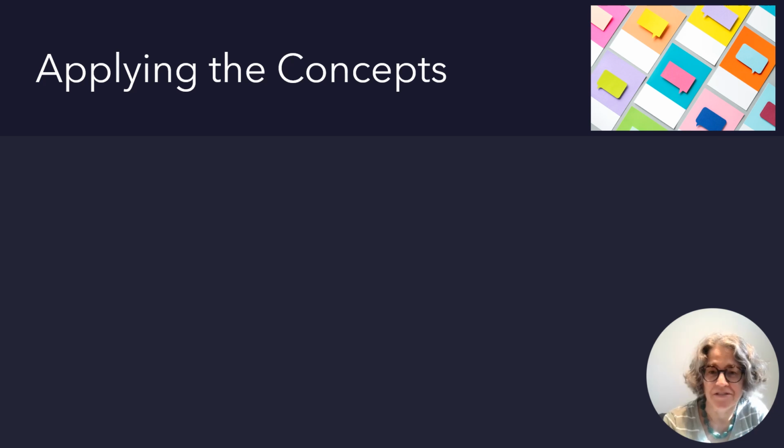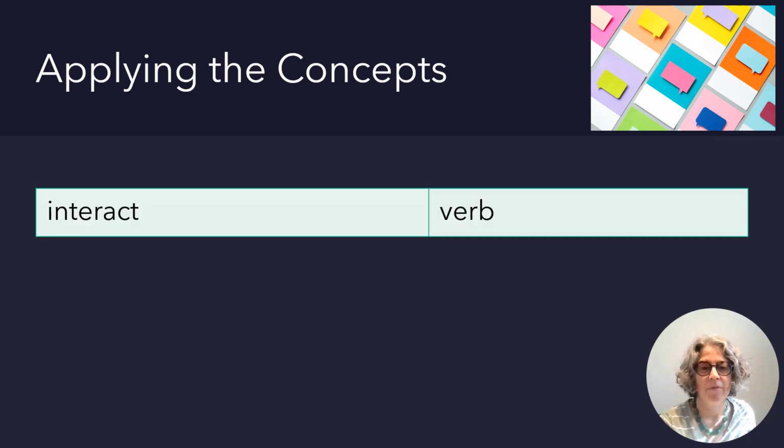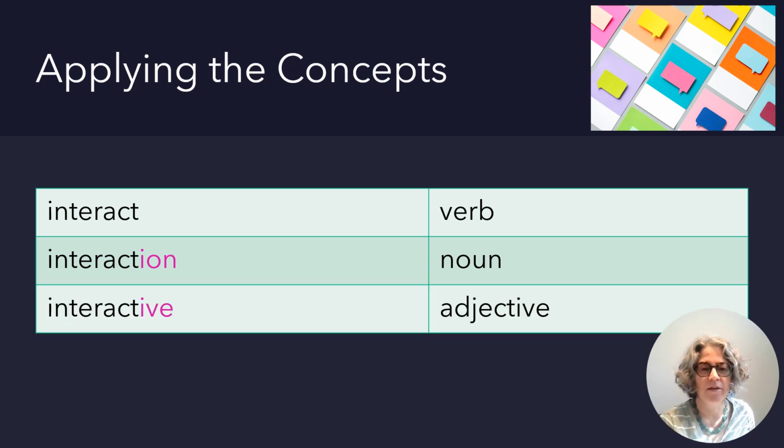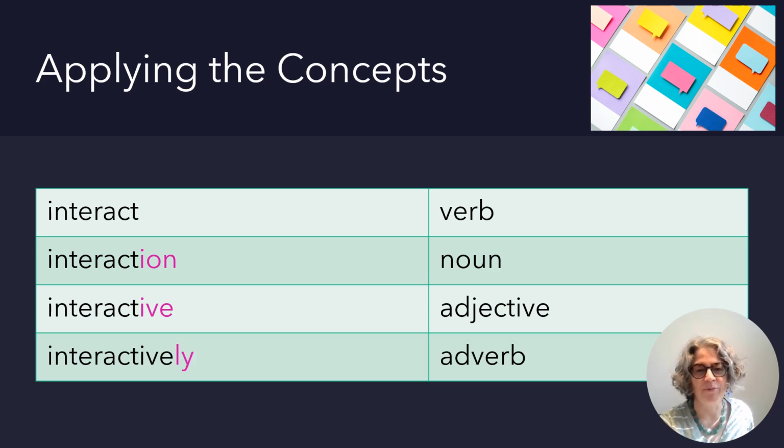So let's apply these concepts to some examples. If you look at interact, it's a verb, right? So that's its part of speech. And if we change the part of speech by adding ION, we convert interact into a noun. Then if we replace that ending ION with IVE, we have an adjective that's part of the same word family. And then if we add ly to interactive, we turn the adjective into an adverb.